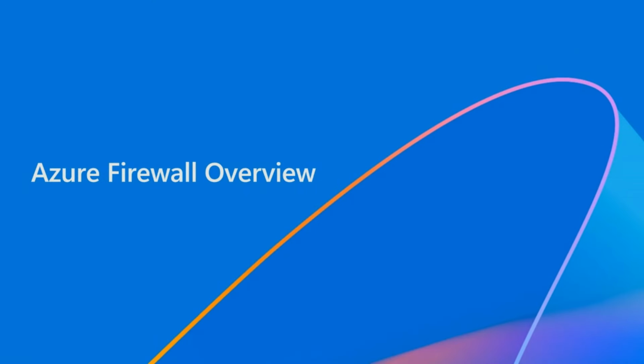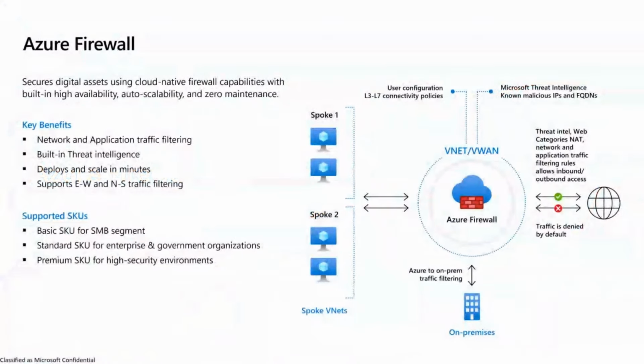So to begin with, let's go into the Azure Firewall overview. Azure Firewall is Microsoft's cloud-native, fully stateful firewall as a service that comes with built-in high availability and unrestricted cloud scalability. Some of the key benefits of Azure Firewall include network and application traffic filtering, built-in threat intelligence, blocking known malicious IPs and domains. It can be deployed and scaled in minutes, and Azure Firewall supports both east-west and north-south traffic filtering.